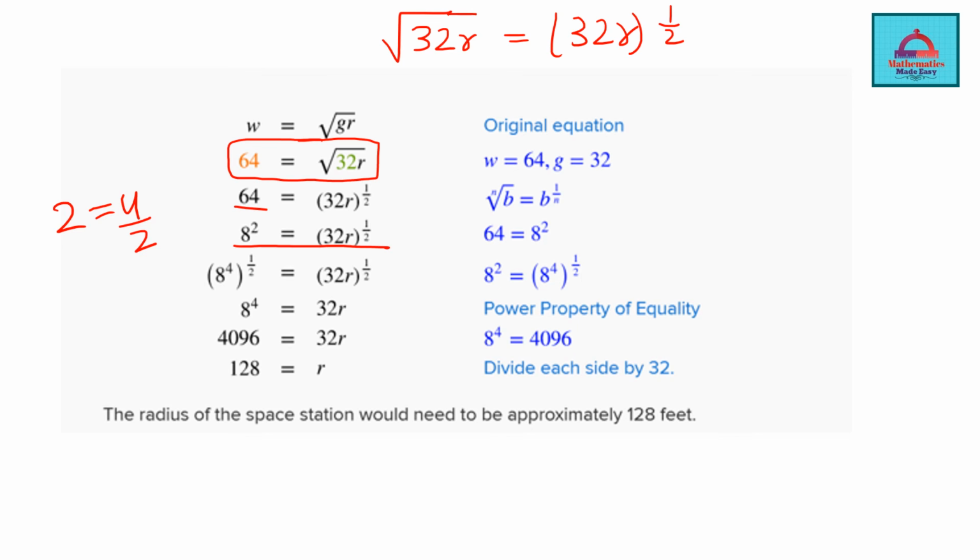When we do that, we are able to write 8 to the power 4 multiplied with 1 by 2. Now, are the powers same? 1 by 2, 1 by 2? Yes. So power property of equality would say that the inside base is also equal. So if I may just quickly highlight with yellow, this base 8 to the power 4 will be equal to 32R. So when both are equal, you can expand. 8 to the power 4 is 4096, which is equal to 32R. Divide by 32 both sides, and the radius is 128 approximately. So that's how the word problem can be solved using exponential equation.